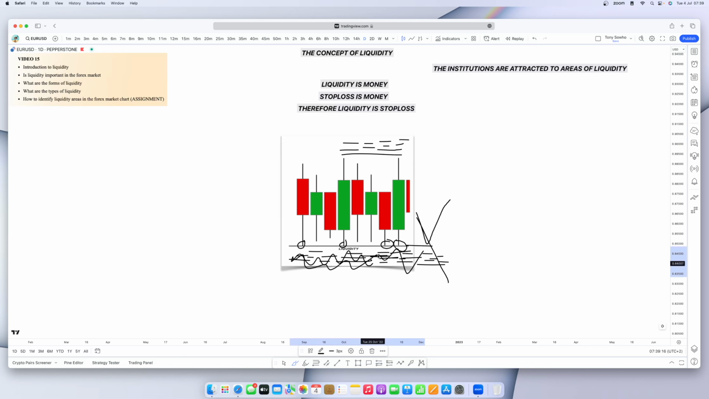Everybody that was looking to buy here has been stopped out. Do you want to be stopped out? Do you want to lose money? Stopped out means they've lost money here. And then this, they've lost money.